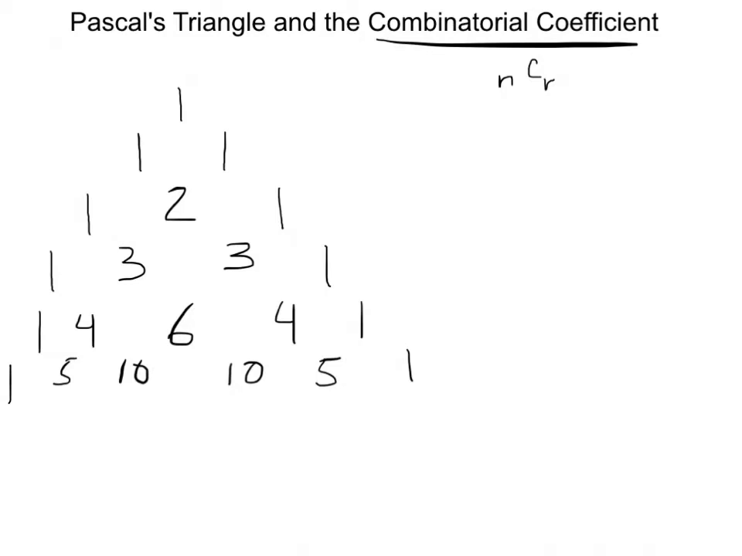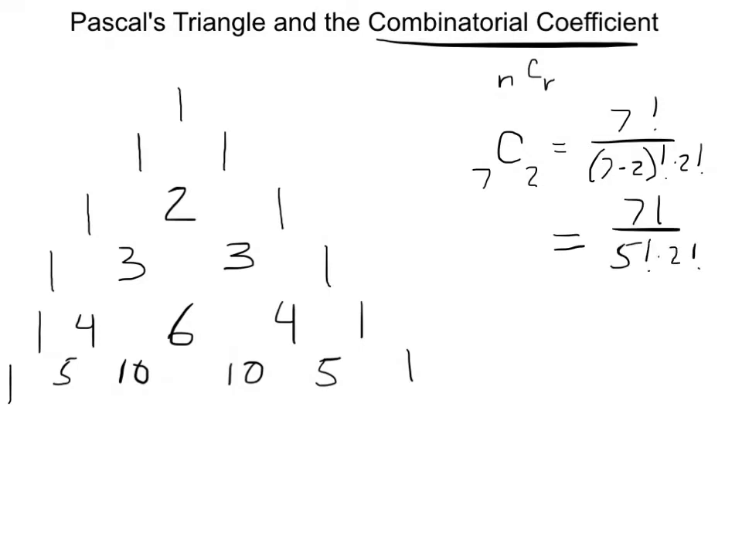Now, what does the combinatorial coefficient have to do with all of this? What it has to do with it is, well, first of all, let's talk about computing it. If someone asked you for 7C2, the formula is that it's 7 factorial over (7 minus 2) factorial times 2 factorial. So this ends up being 7 factorial over 5 factorial times 2 factorial.